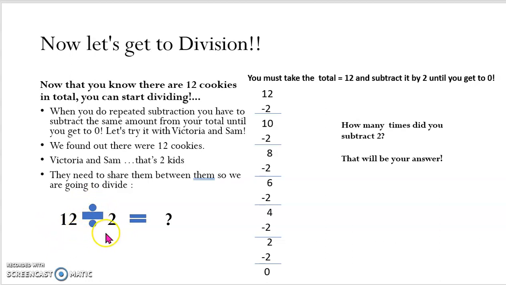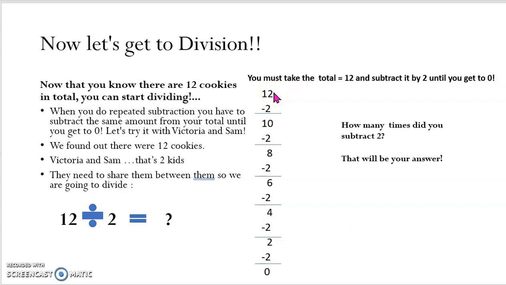And this is our division sign, okay? 12, the total, divided by 2. What do I have to do? You must take your total, which is 12, and subtract it by 2 until you get to 0. So this is where we are going to do subtraction repeatedly. We are dividing by 2, so we are going to subtract by 2. Now, follow me as I do this, because it can get a little bit confusing, so make sure you're really paying attention.